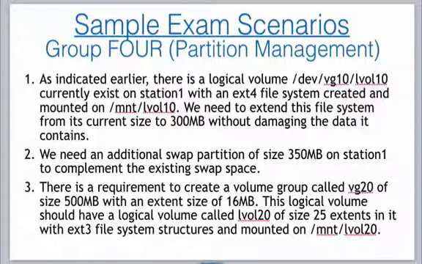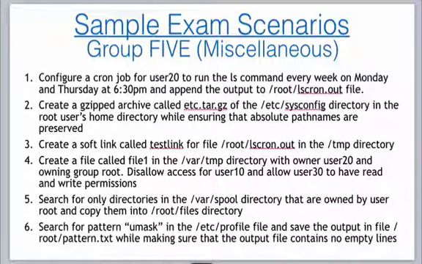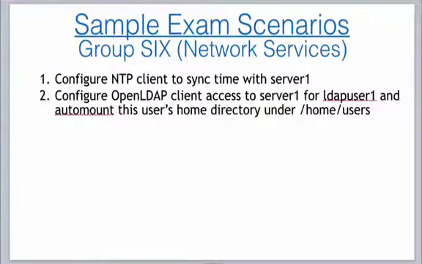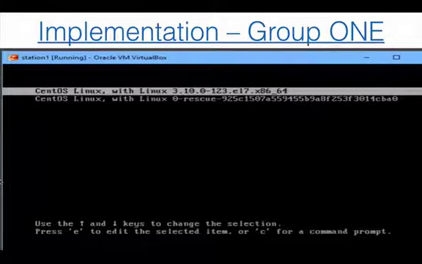Group 4 includes scenarios relevant to partition management. There are 3 items in this group on file system expansion, swap space creation, and a new file system setup. Group 5 contains 6 questions on scheduling a job with cron, creating a compressed archive, creating a link, setting ACLs, finding files, and searching for text. And the last group, which is group number 6, has 2 tasks to accomplish related to network time sync and remote authentication and auto mounting. Okay, let's get started with the configuration on Station1 now.